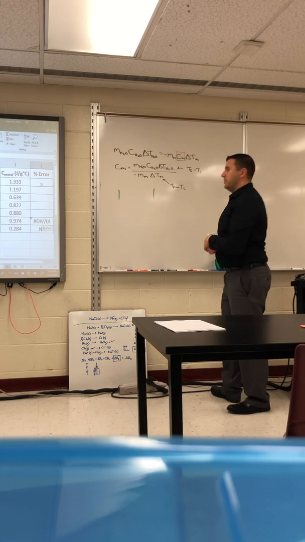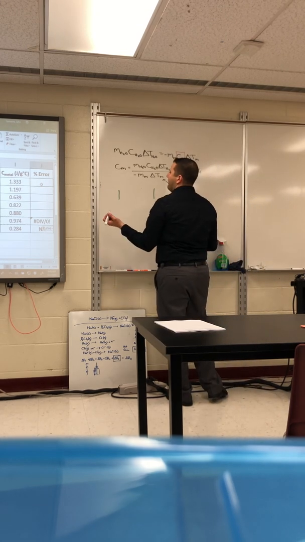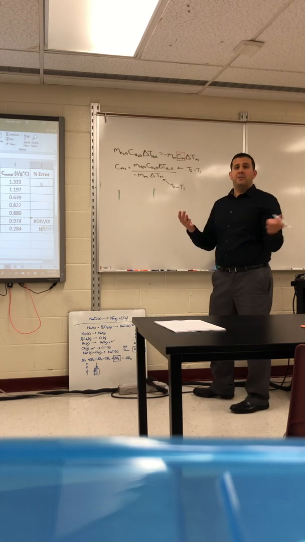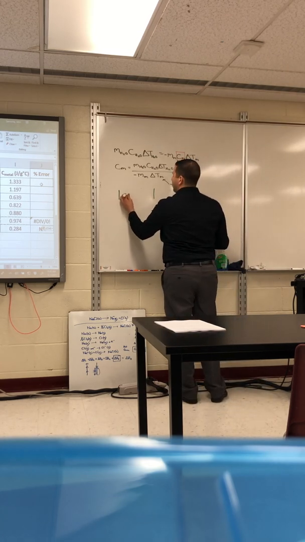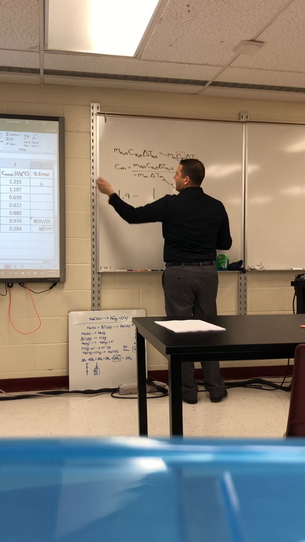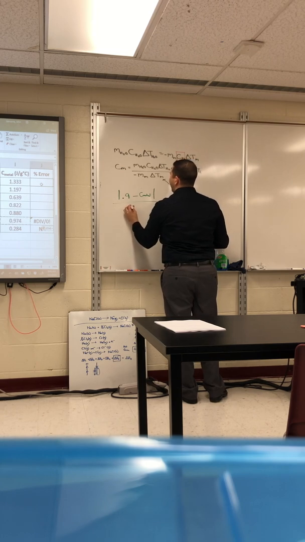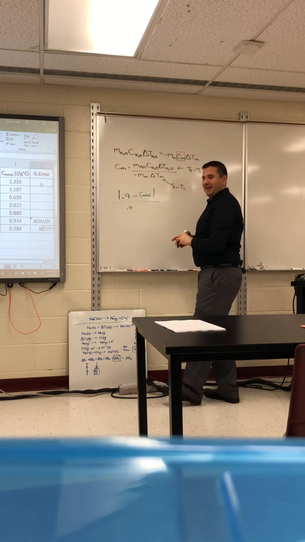Excel will do that for you. And we'll just say my theoretical, if I'm using aluminum, I'm going to say is 0.9 minus my C of metal all over 0.9. So I need to again put in a formula in Excel.